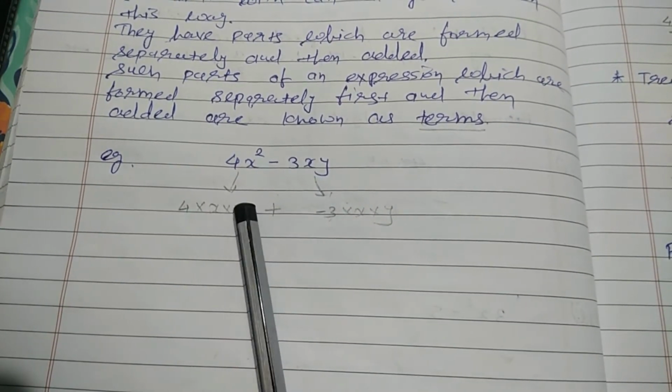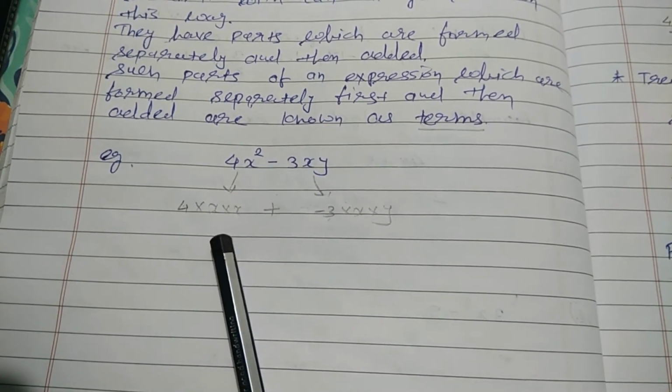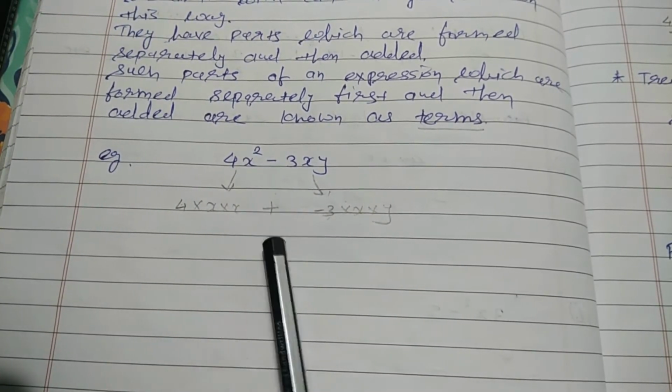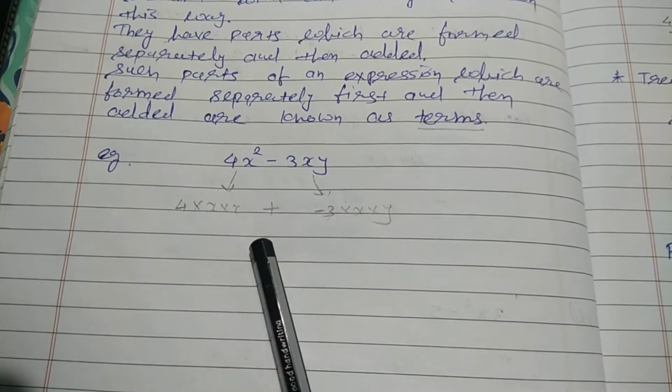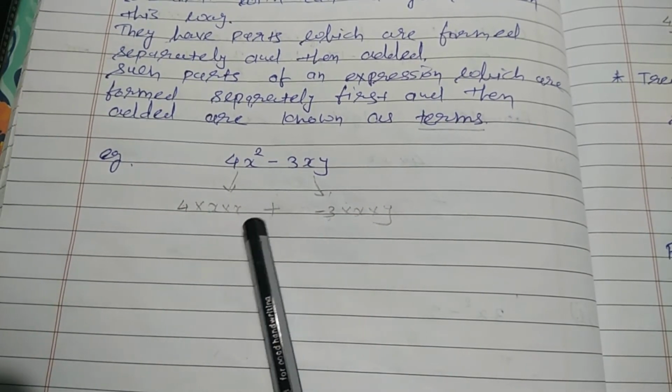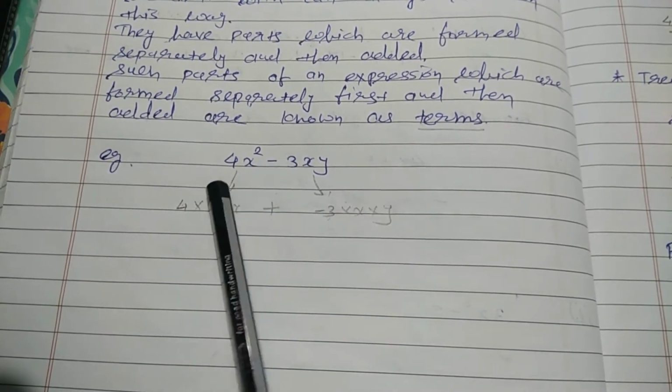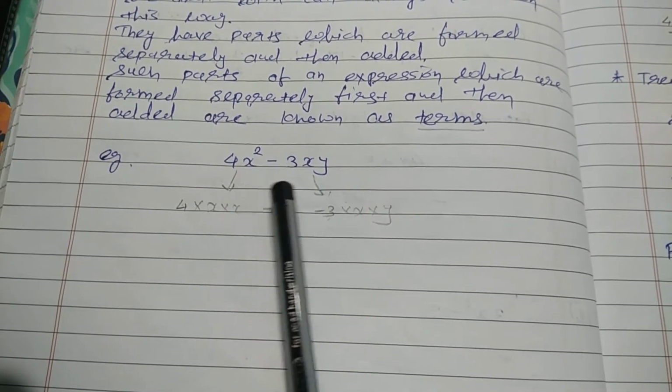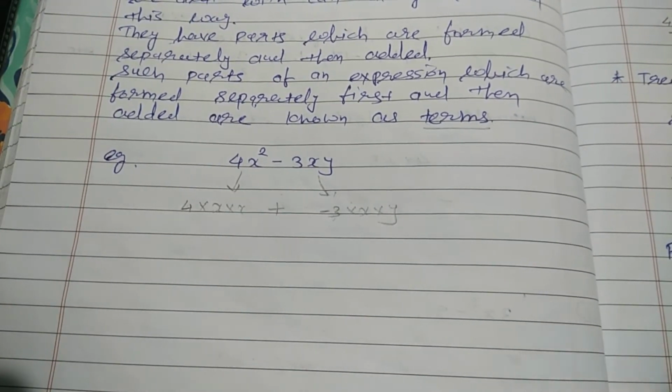So in this chapter we generally always use the word added. We do not have to use subtraction, we will use added, and therefore here we can say that 4x square is added to minus 3xy.